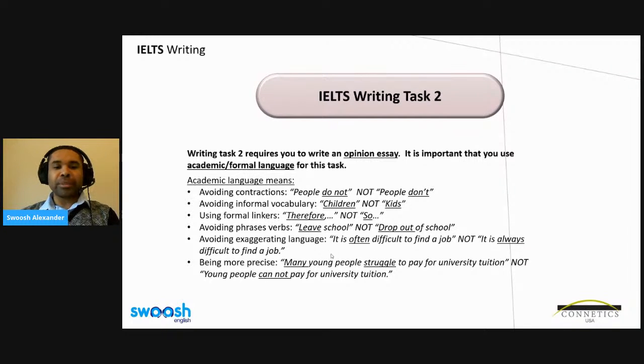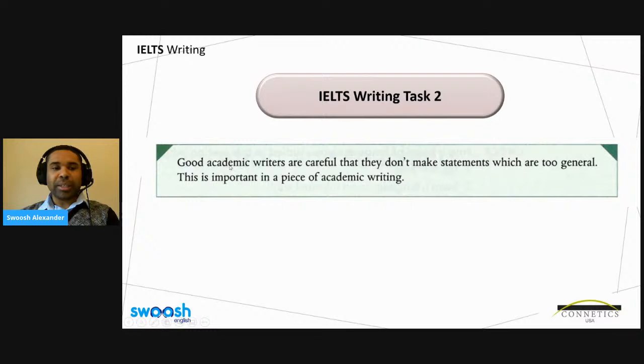So, looking at these points then in terms of avoiding exaggerating language and also being precise, this is something we must bear in mind. So, good academic writers are careful that they do not make statements which are too general. And you can see here, this is important when it comes to academic writing.